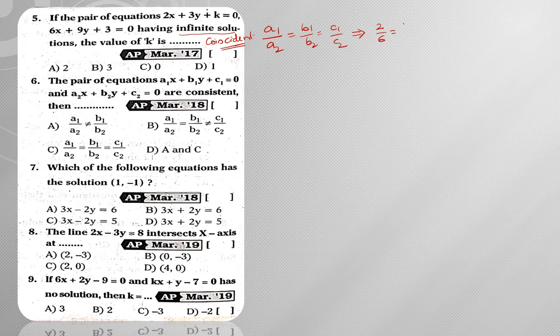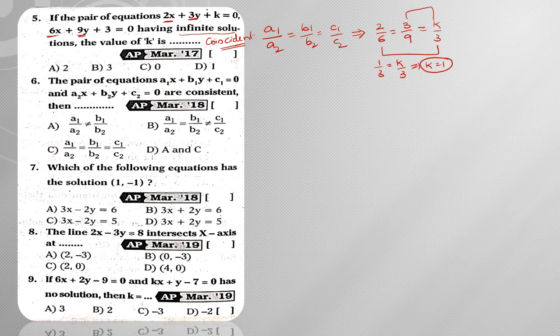So 2 by 6 is equal to 3 by 9. So a1 by a2 means coefficients of x. Next, b1 by b2 means coefficients of y, which is nothing but 3 by 9 is equal to k by 3. So you can compare with any one of these equations, then you are going to get the value of k. Now 2 by 6 means 1 by 3. So 1 by 3 is equal to k by 3. So from this we are going to get k is equal to 1.